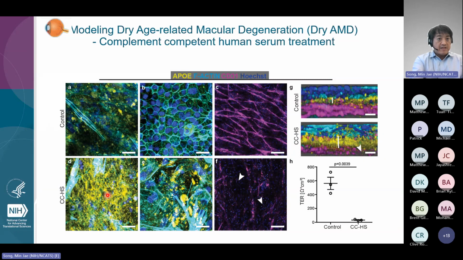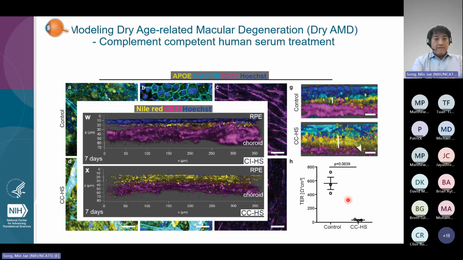By staining for apoE, we saw a lot of lipid accumulation right underneath the RPE with treatment of this complement-competent human serum. We also saw a disrupted RPE layer and degenerated choriocapillaris, which mimics dry AMD progression. We also confirmed that the barrier function is decreased by the human serum treatment, and we confirmed the lipid accumulation right underneath the RPE by staining with Nile red as well.